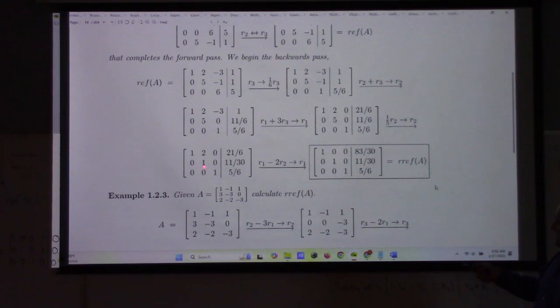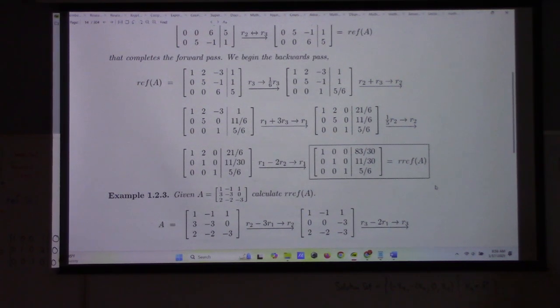That gives us the 30th and gives us the 1. At that point, we subtract twice row 2 from row 1. And now all of our pivot columns are the standard basis. We're done. That's the reduced row echelon form. And it automatically reveals that the solution is x equals 83 over 30, y equals 11/30ths, and z equals 5/6 if we think of this problem as corresponding to the system of equations in x, y, z.